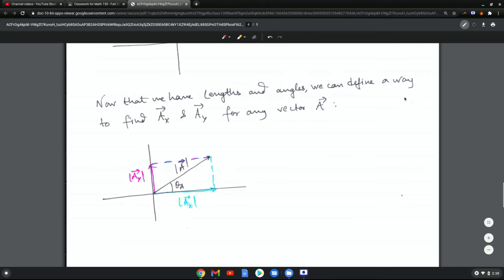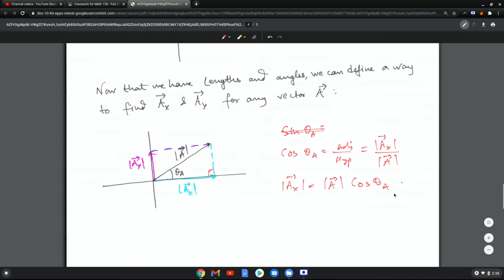Now that we have lengths and angles, we can define a way to find AX and AY. Now if you look at here, this is a right triangle. What is sine of theta sub A? Remember SOHCAHTOA? Scratch that. Let's go with cosine. It's going to be adjacent over hypotenuse. What is adjacent? Adjacent here is exactly the length of the x component, and the hypotenuse is the length of the vector. This means that the x component can be found by taking the magnitude of the vector and multiplying it by cosine of theta A.